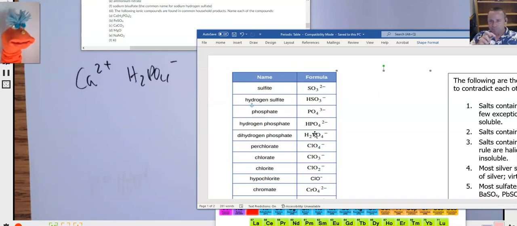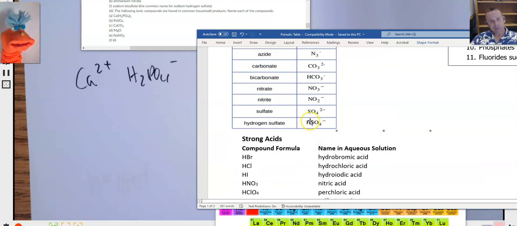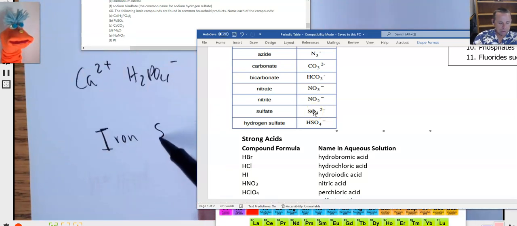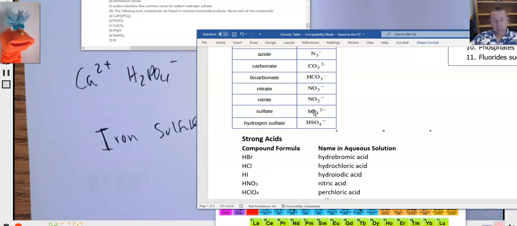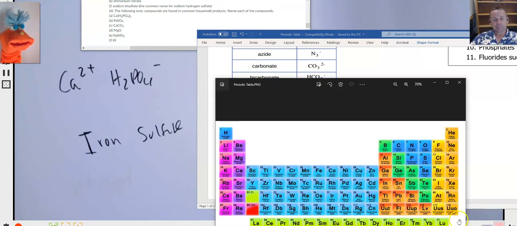FeSO4, what do you think? Iron and SO4. Is that sulfate? Let's double check here. Yeah, there's sulfate. Iron sulfate. All right. There's something wrong with that name. Can you catch it? Is it sulfite? No. Where's iron at? Oh, it's a transition metal. So what does that mean you have to do? We have to indicate the charge on it.